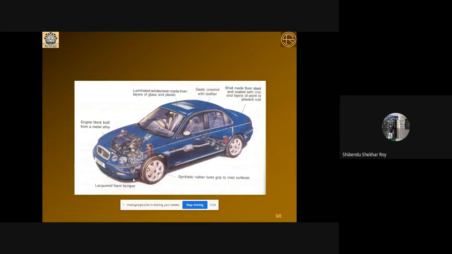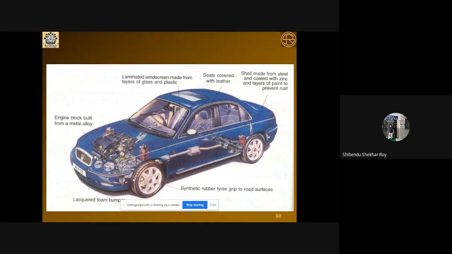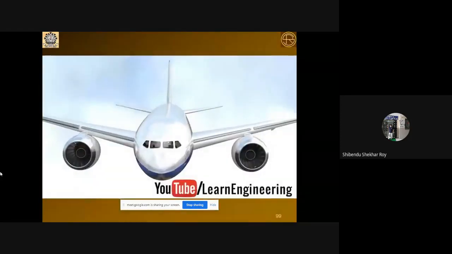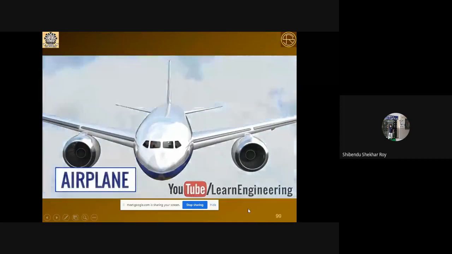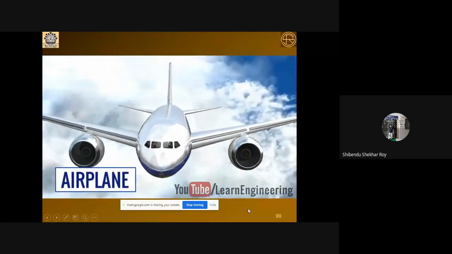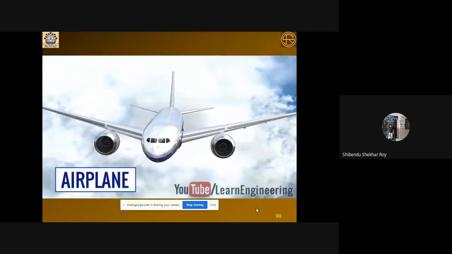Before that, I would like to start with the bigger one, because you are students of an Institute of National Importance. I would like to give you two big examples of mechanical engineering machines. One is the automobile, and much bigger and more complicated is the aircraft. I think all of you are fascinated by aircraft, and we like to fly also, no? It is an engineering marvel, and more specifically mechanical engineering.